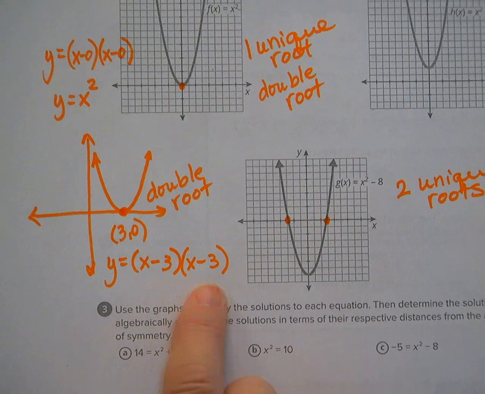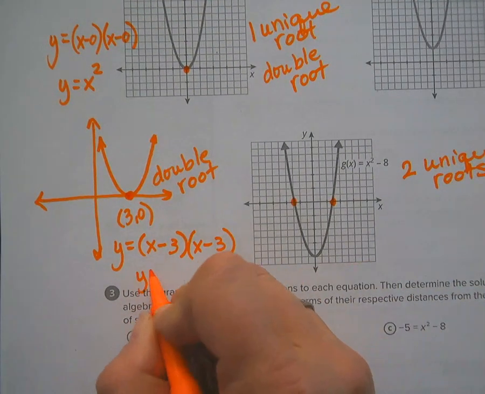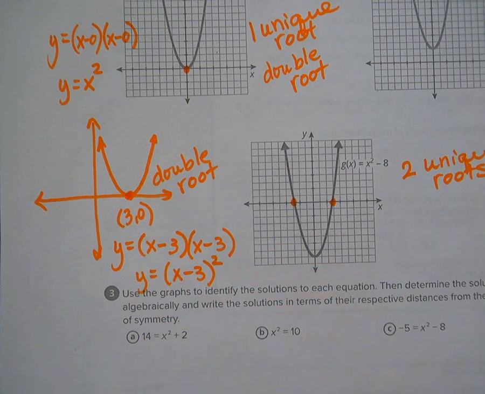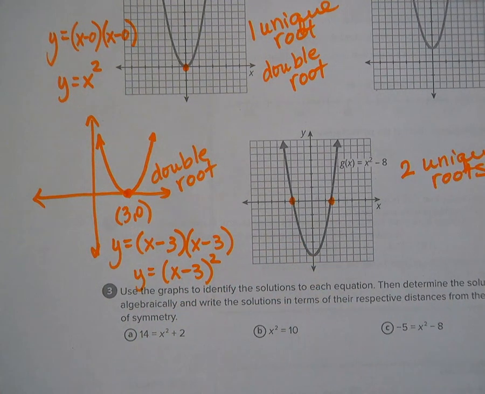Okay, Caitlin, how could we write this differently? Y equals x minus 3 squared. Very good. We can also write it like this. Getting all that? Okay.